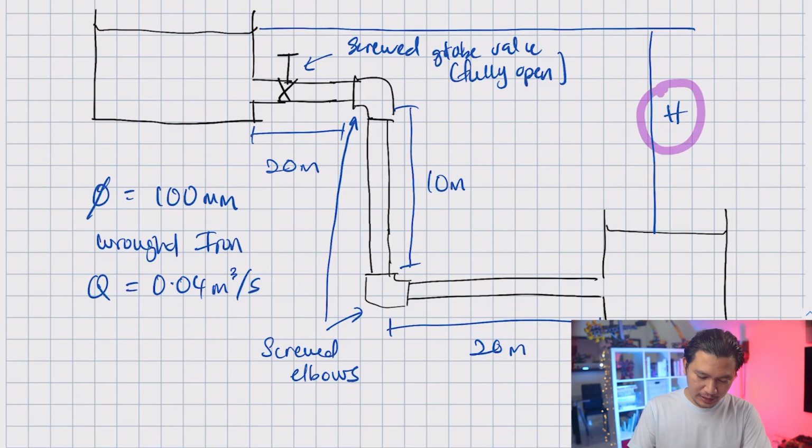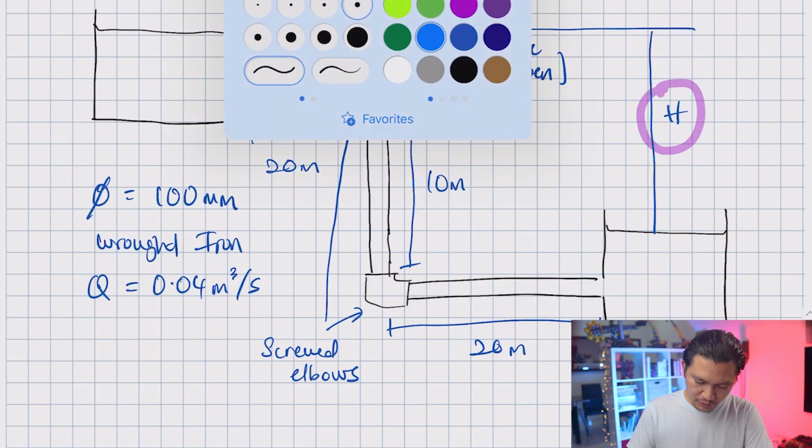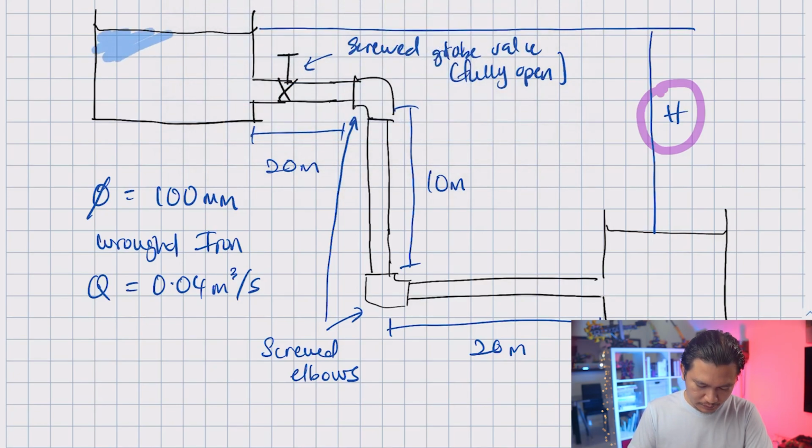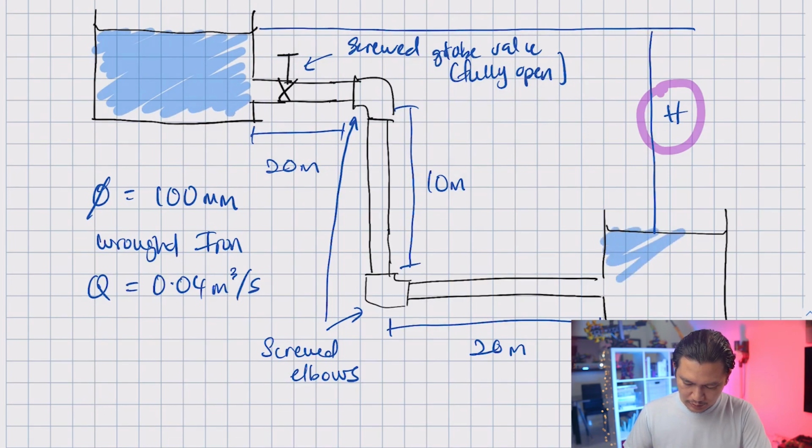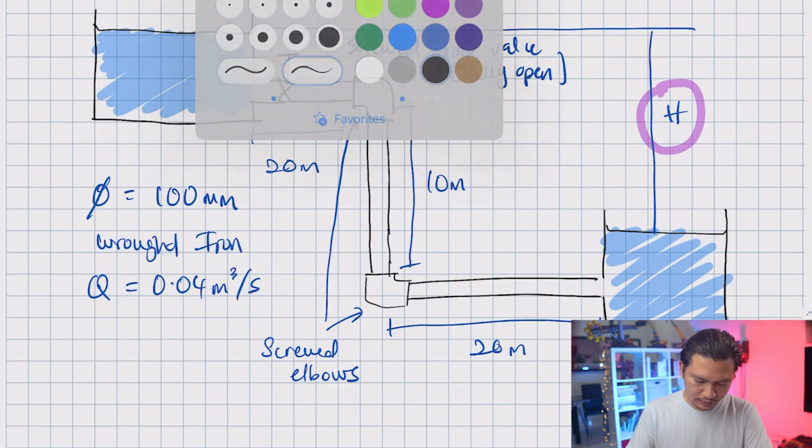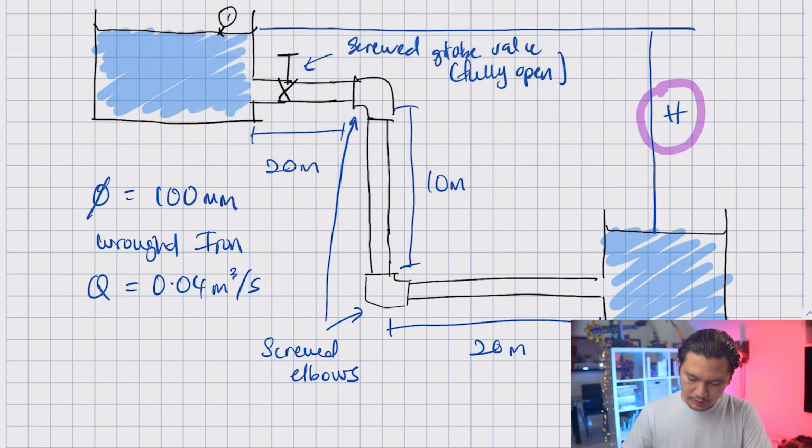Alright, but before that, let me make it clear to you that this is the water. Okay, and this is another tank. And we're going to label this as point 1. And this is point 2. So the first thing that we need to do is relate point 1 and point 2 using the energy equation. Do you still remember what the energy equation looks like?